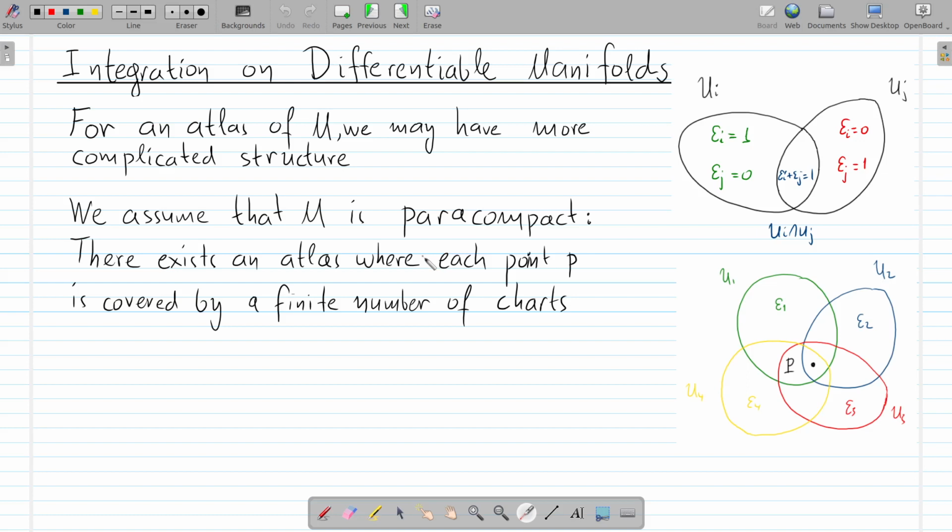Here we will assume that M has an additional topological property, which is paracompactness, which means that every point P that is covered by a union of open sets can also be covered by a finite number of those. So if M is paracompact, there exists an atlas where every point P is covered by a finite number of charts. It can be a large number, but it's not infinite. So we see here an example where the point P has a neighborhood that is covered by all charts U1 through U4.